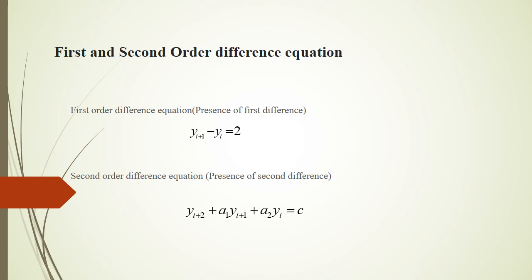Now second order means presence of second difference. You can see the example: yt plus 2 plus a1 yt plus 1 plus a2 yt equal to c. So there are 3 sub-periods, but the gap is 2 years. That's why it is a second order difference equation.